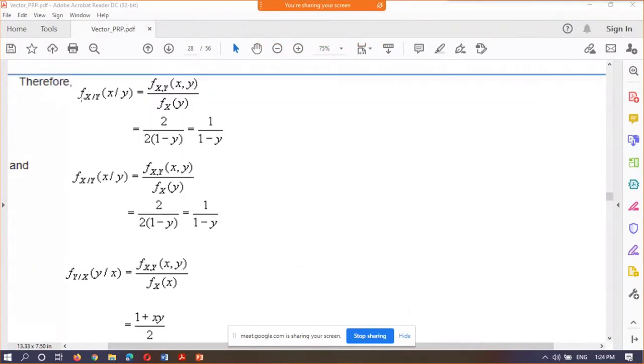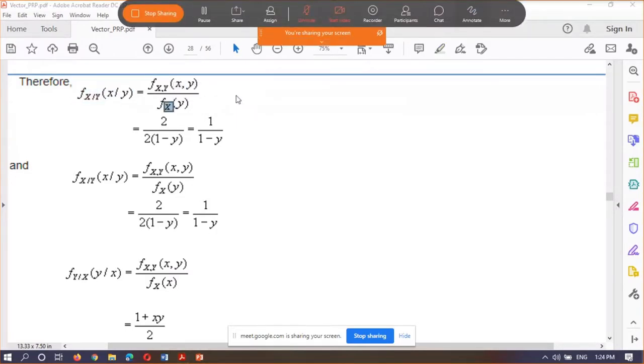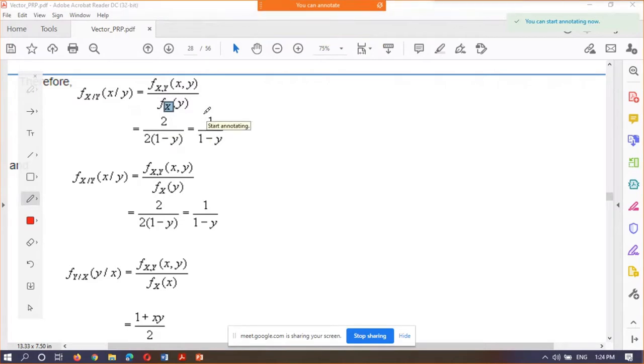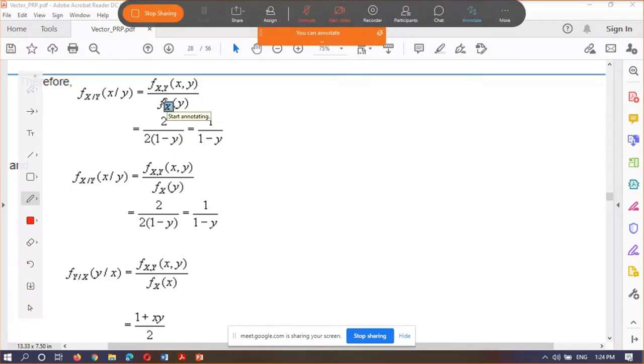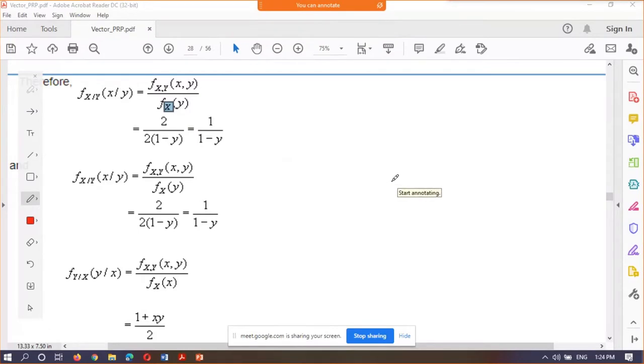So this is the definition that f x given y is actually f x y divided by, in the denominator, f y of y. To calculate this numerator, you know that f of x y is already given. And how you calculate this f y of y, it is also 1 by 2, and then you substitute and you will get the value.